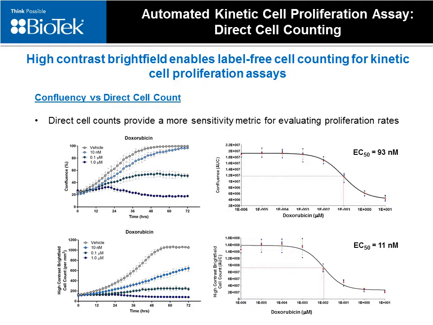Now, given this, it seems clear that when available, a method that relies on direct cell counts would be preferable over confluence as a means of measuring proliferation. So we wanted to see how this label-free cell counting method compared to counts of fluorescently labeled nuclei side by side in a kinetic proliferation assay.